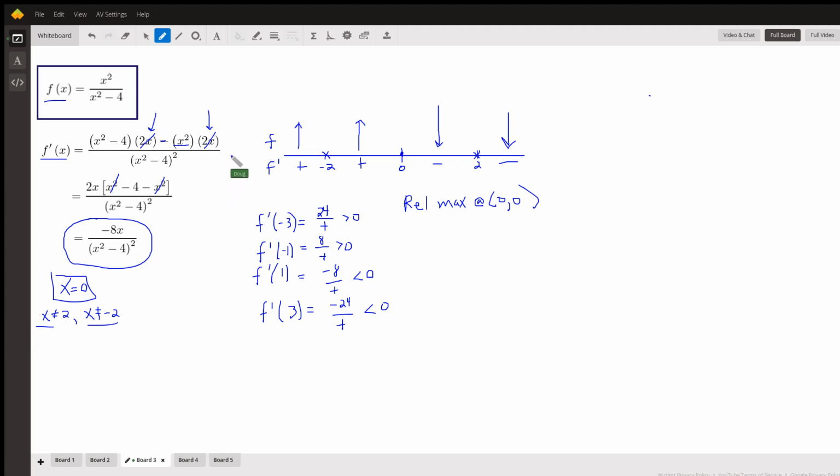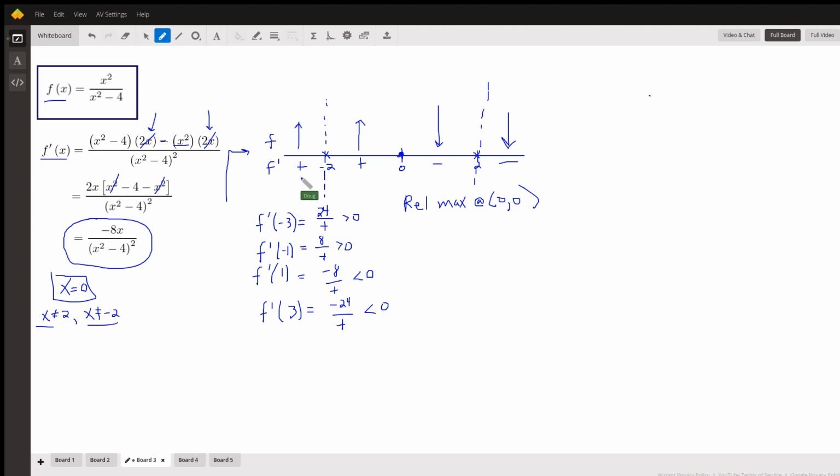So when you do your little number line here, or sign graph, my suggestion is to put x's where there are vertical asymptotes. So you're picturing there's a vertical asymptote here. So there's no point on the curve at those points. And then find out what's happening to f prime in each of those intervals. And of course, we have the critical number 0 here.